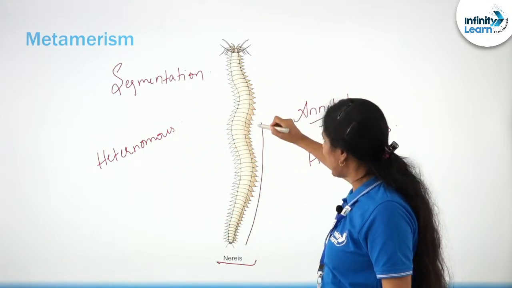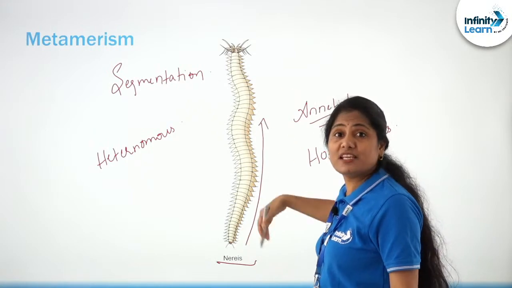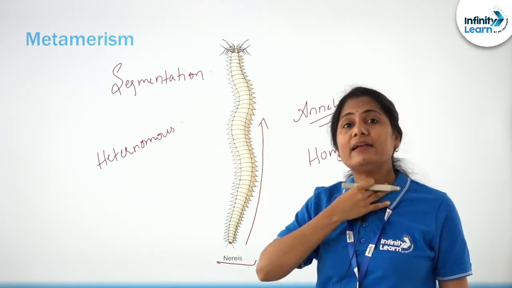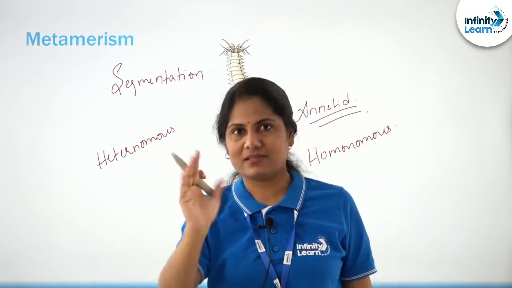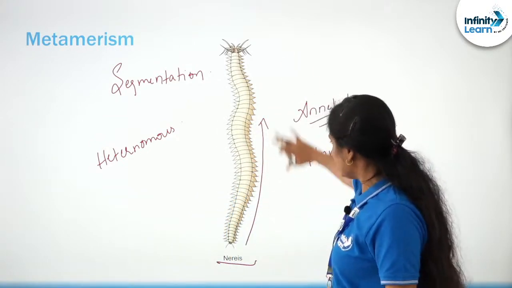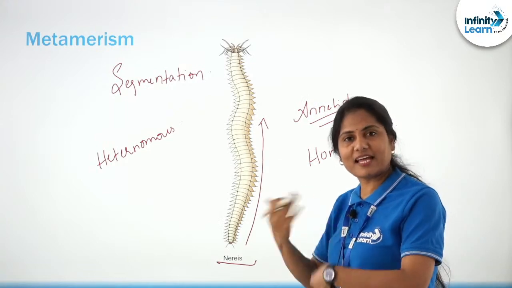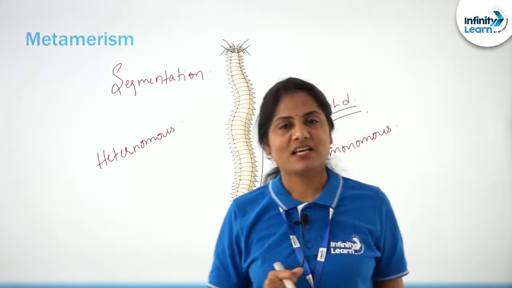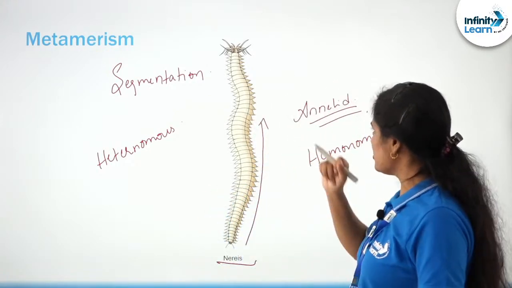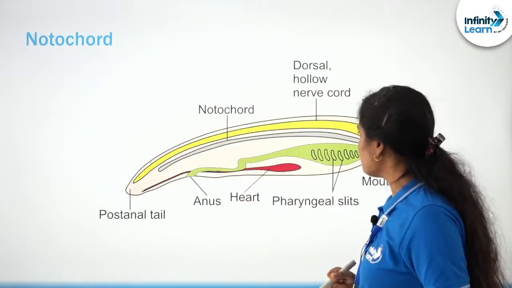Segments are usually added from the posterior end, unlike in the tapeworm, where they are added from the anterior end, the neck region. That's why it is pseudometamerism. Here it is being added from the tail end. It is segmented both within and externally. So this is the true segmentation or metamerism we also exhibit.